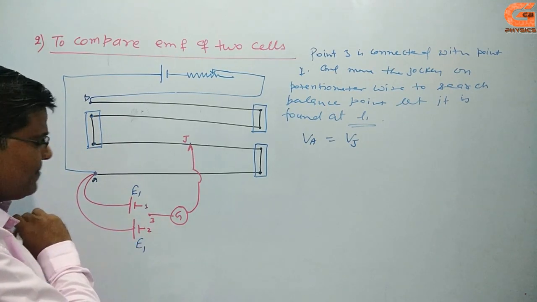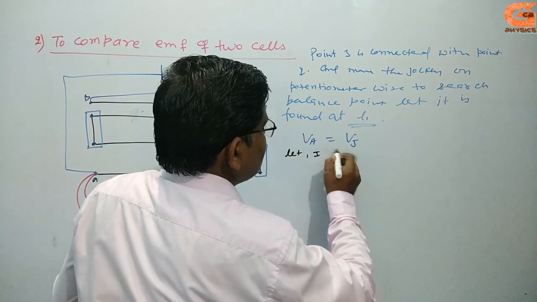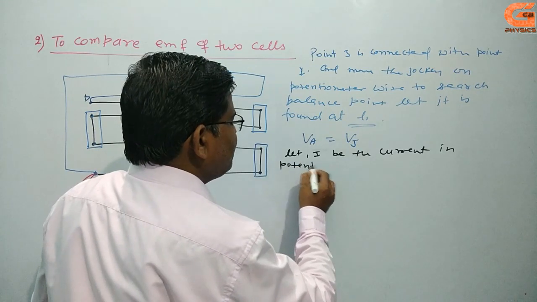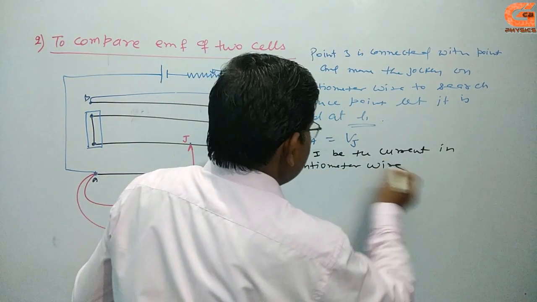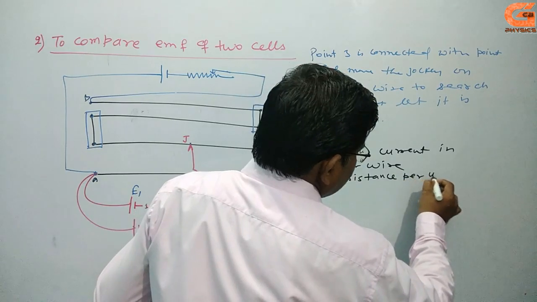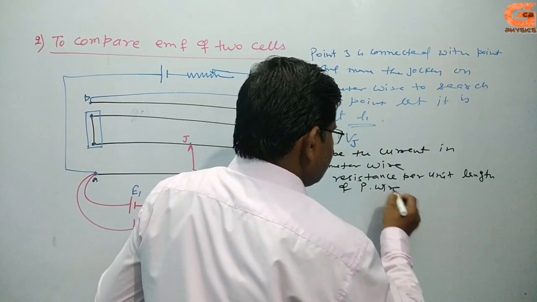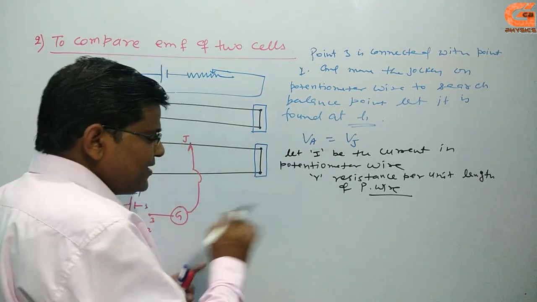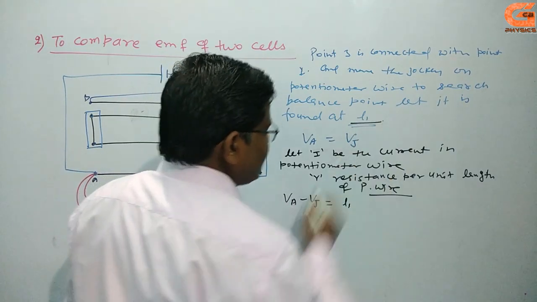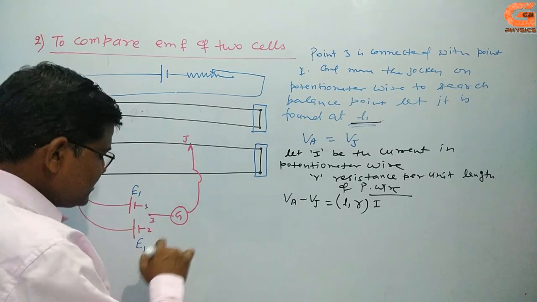Okay, then let I be the current in the potentiometer wire, and R is the resistance per unit length of the potentiometer wire. Then the potential difference VA minus VG is equal to: total length is L1, resistance is R and current is I, and this is equal to E1.